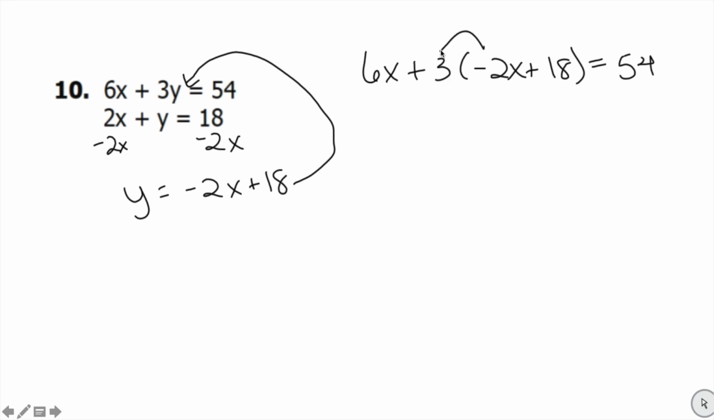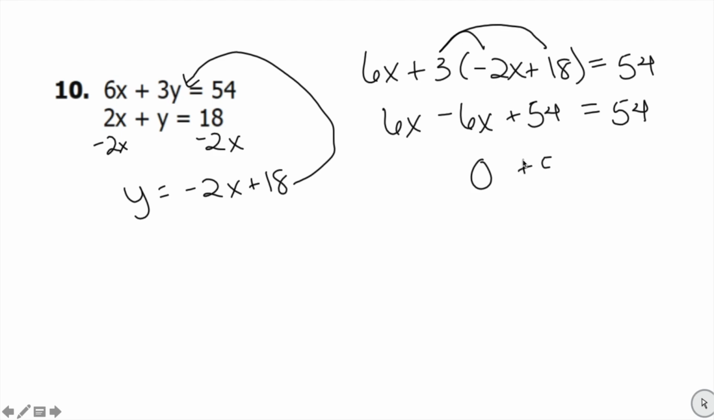So then 3 times negative 2 is negative 6x. 3 times 18 is 54. So 6x minus 6x is 0. And 54 does equal 54. So these must be the same solution.